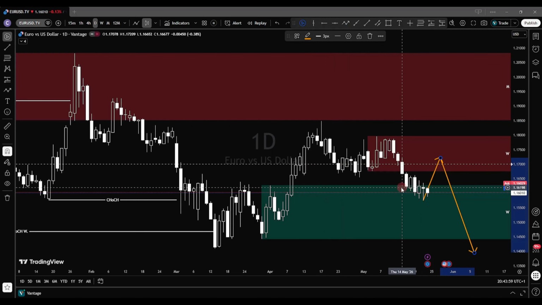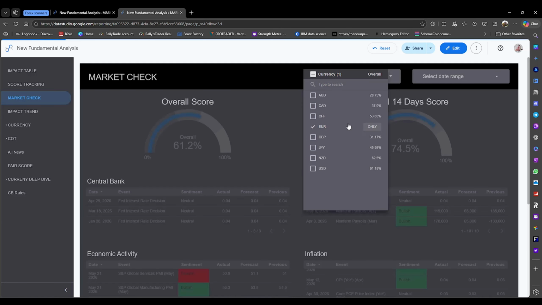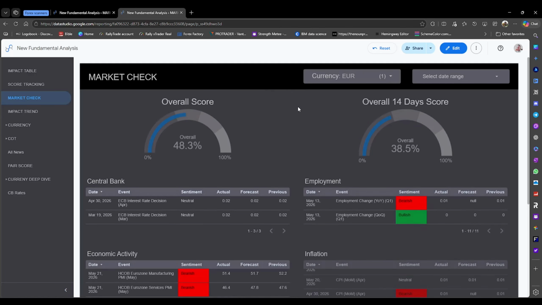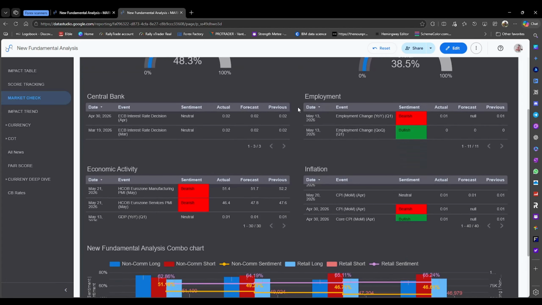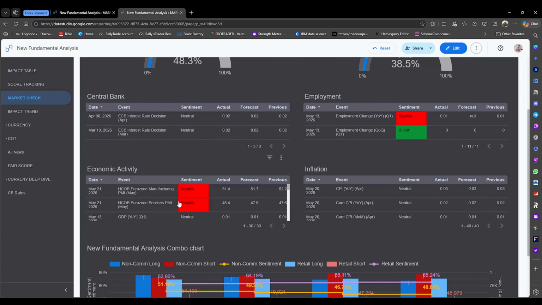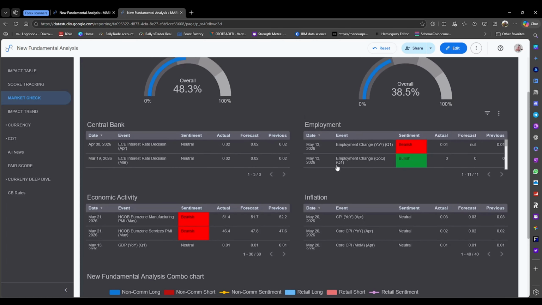Now, what is the possibility that this can happen? After looking at the fundamental situation of the US dollar, right? Let's take a look at the euro. Let's see how there's a possibility of that playing out. Well, for the euro, we've not had any central bank data this month, but for every other thing we've had data.